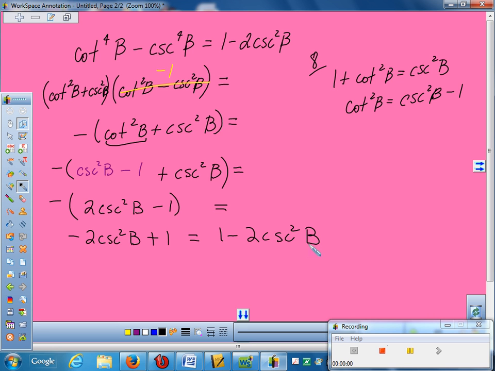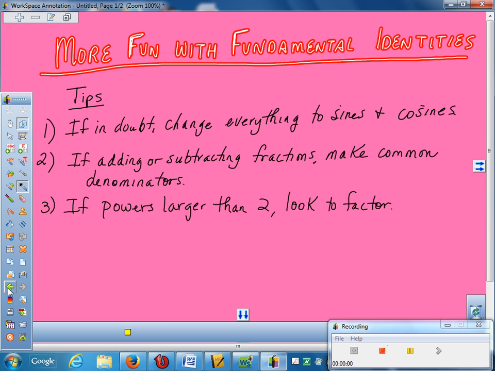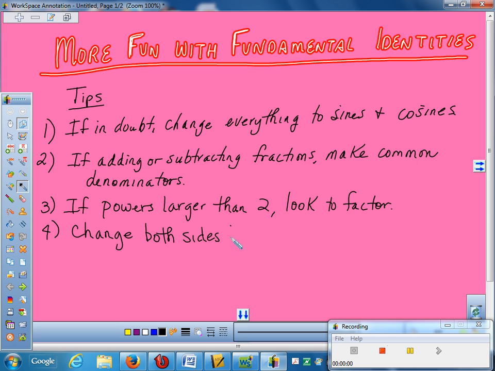Okay, so this kind of leads to a tip. This time, since the other side had cosecant, we tried to get this side all in cosecant. So that's another tip to the list. You want to try to change both sides to the same trig functions. It can be any of these, yes. So you want to get your two sides alike, then you can start trying to get them to actually be equal.